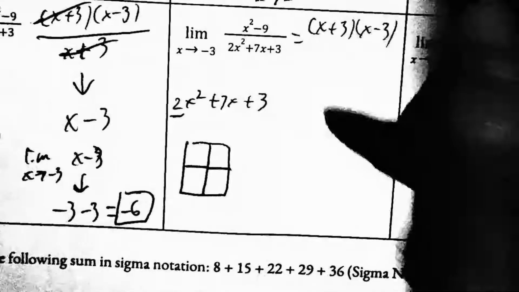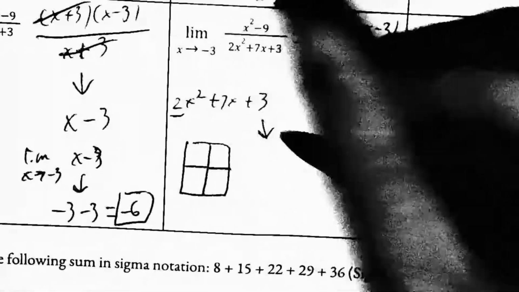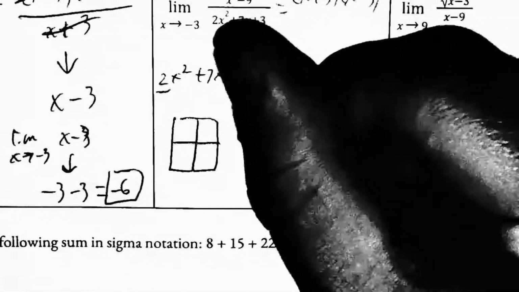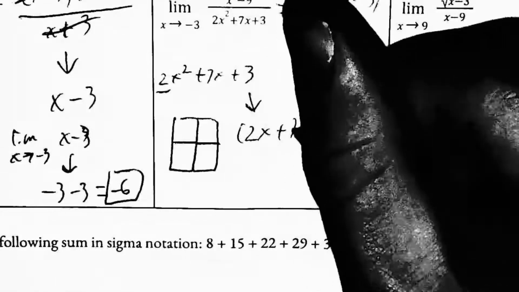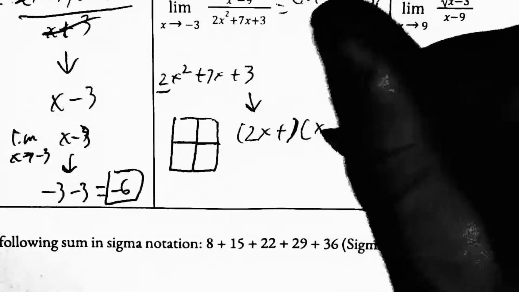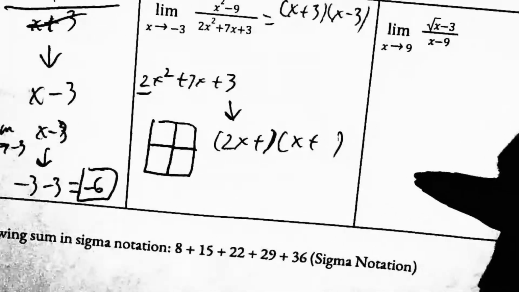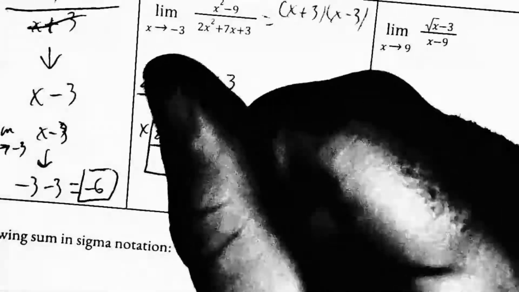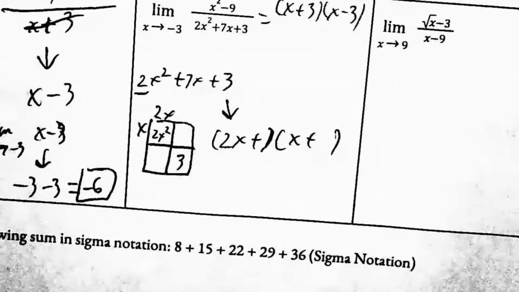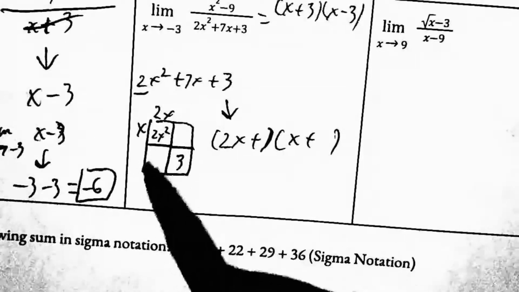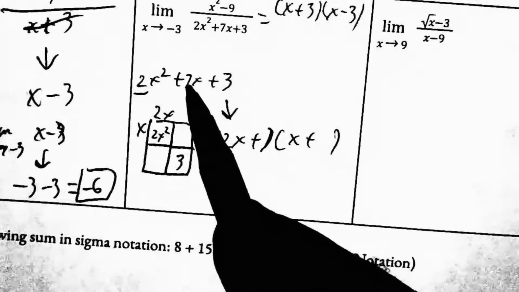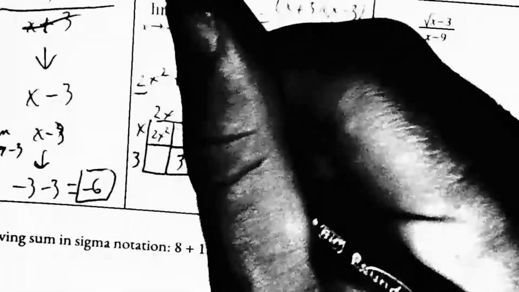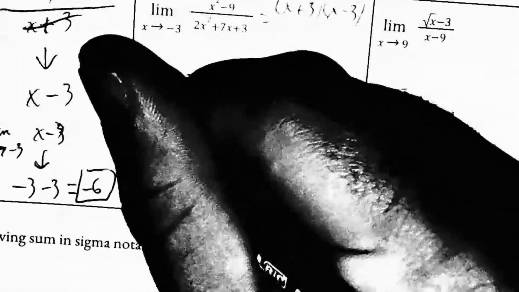And I know that when I factor this, I'm going to have to get 2x plus something times x plus something. The reason I know that is because the only way to get 2x squared is 2x and x. So this is going to be 2x here. This is going to be an x here. So that's 2x squared. And I know they need to multiply to 3. And the only way to get 3 is 1 and 3, right? But I need to get them to add to 7. So I put a 3 here and a 1 here, plus 1 plus 3.